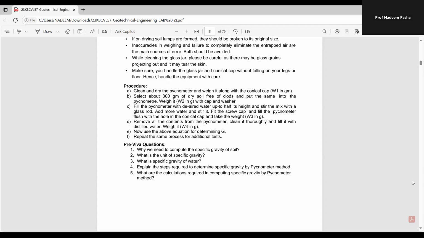After that, what do you have to do? You have to take 300 gram of soil, place this dry soil which is free from clots into the pycnometer, and again weigh it. That will be W2 gram.